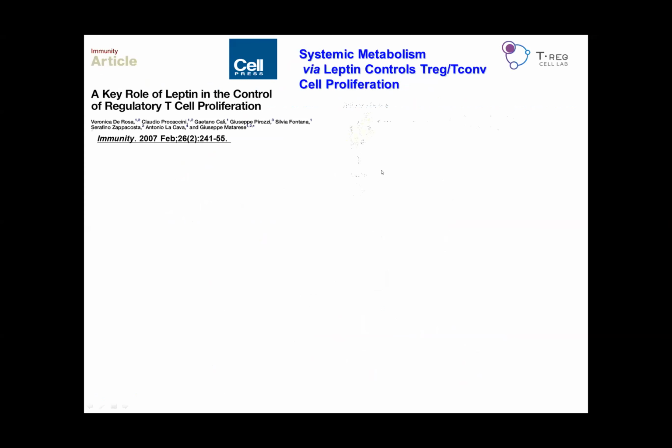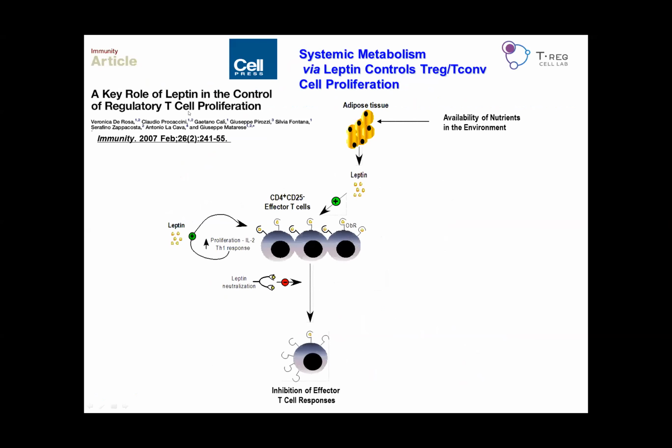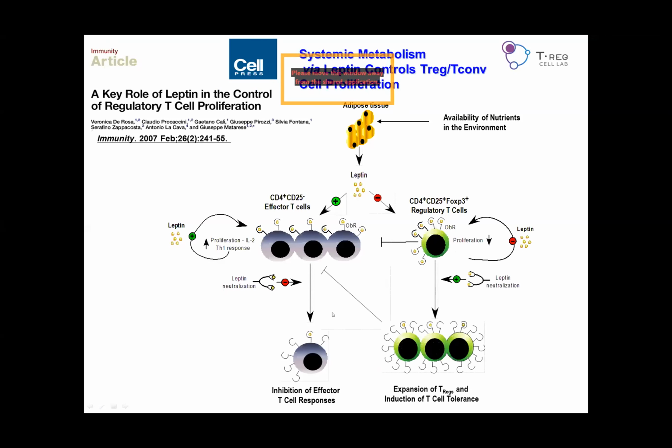The pivotal work to demonstrate this idea is the paper published by us in 2007, in which we found that leptin activates effector T cells. If I block leptin, I inhibit their proliferation. On the other side, leptin inhibits expansion of Treg cells. If I block leptin, I expand them. So the final outcome is that if I block leptin or give a signal of pseudo-starvation, I expand Treg cells and inhibit effector T cells. The final outcome will be more tolerance, more anti-inflammation.